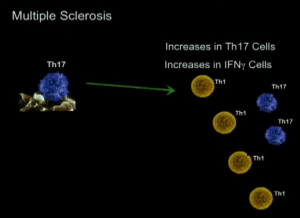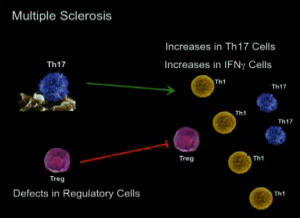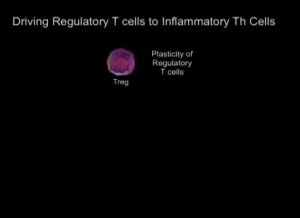So just to summarize years of work by many laboratories, there appears to be an increase in Th17 cells in patients with MS and an increase in gamma interferon secreting cells. There also appeared to be defects in regulatory T cells, and I'd like to present some new data suggesting a mechanism of action for the loss of regulatory T cell function in MS. I should say that there's very similar data by Jeff Bluestone in patients with type 1 diabetes.